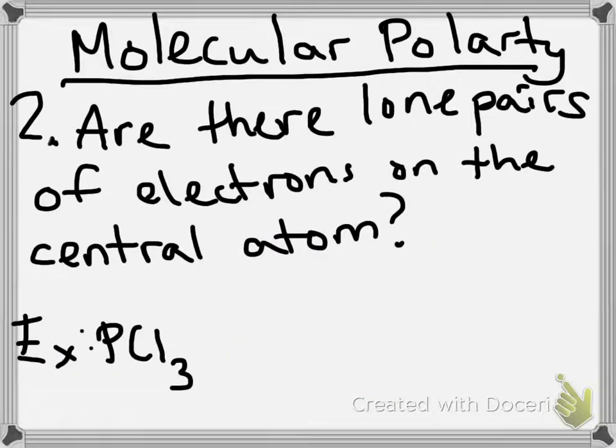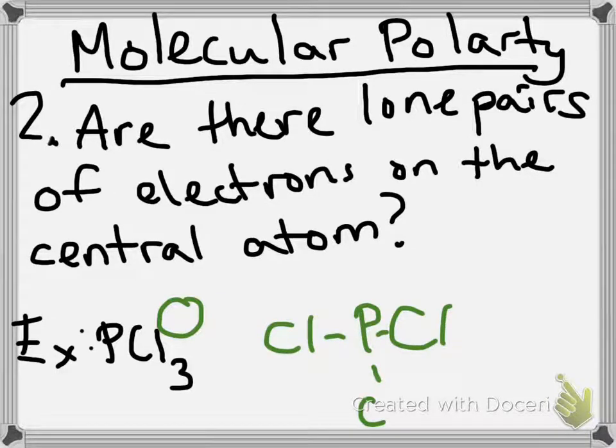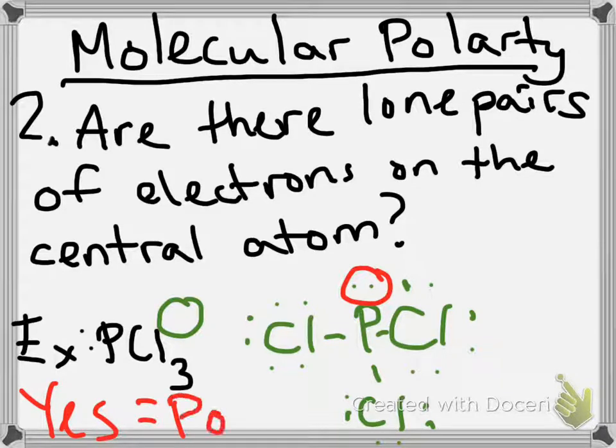The next question you need to ask yourself is, are there lone pairs of electrons on the central atom? So now, notice there's no charge up here, so it's not ionic. So now we need to draw out our structure. We have 3 chlorines. Each chlorine gets a total of 8 electrons. And our phosphorus also gets 8 electrons. So notice we have a lone pair of electrons on our central atom. So the answer to this question is yes. That means it's polar. So whenever there's a lone pair of electrons on the central atom, we will have a polar molecule.